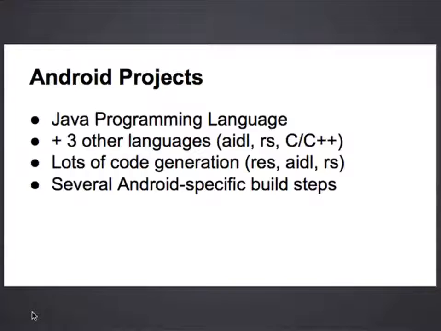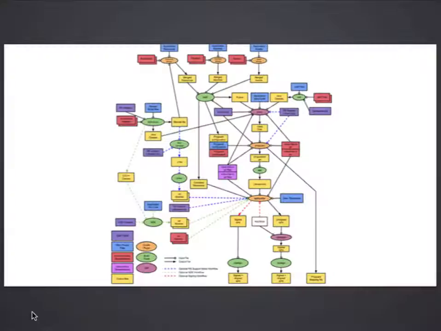We have a lot of custom steps. A lot of them are actually generating code. So when you compile RenderScript or AIDL, or even when you compile the resources, we have a custom resource mechanism. When you compile resources, you actually generate Java code too. And you end up with a build flow that sort of looks like that.